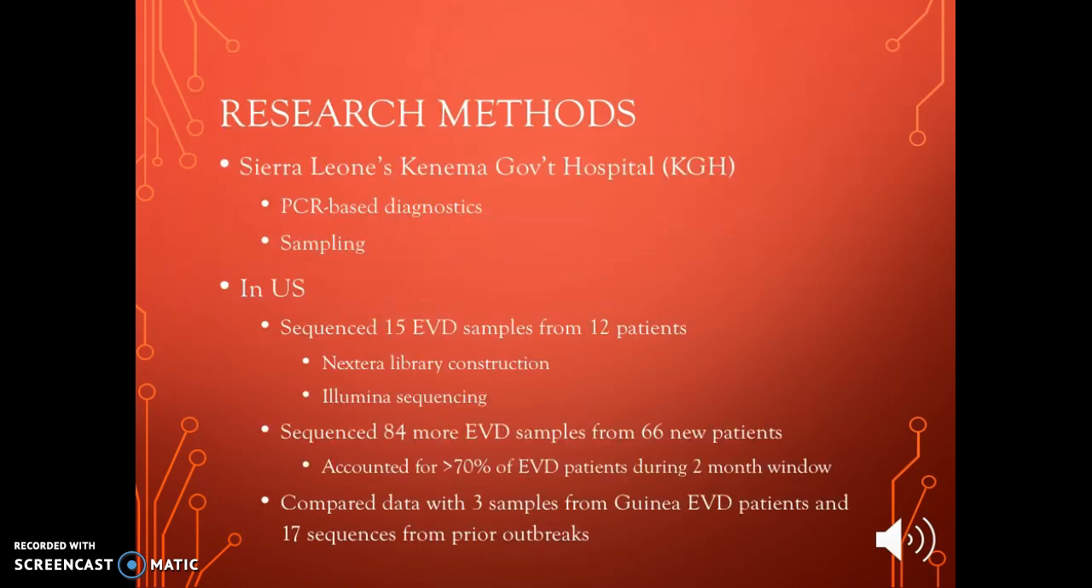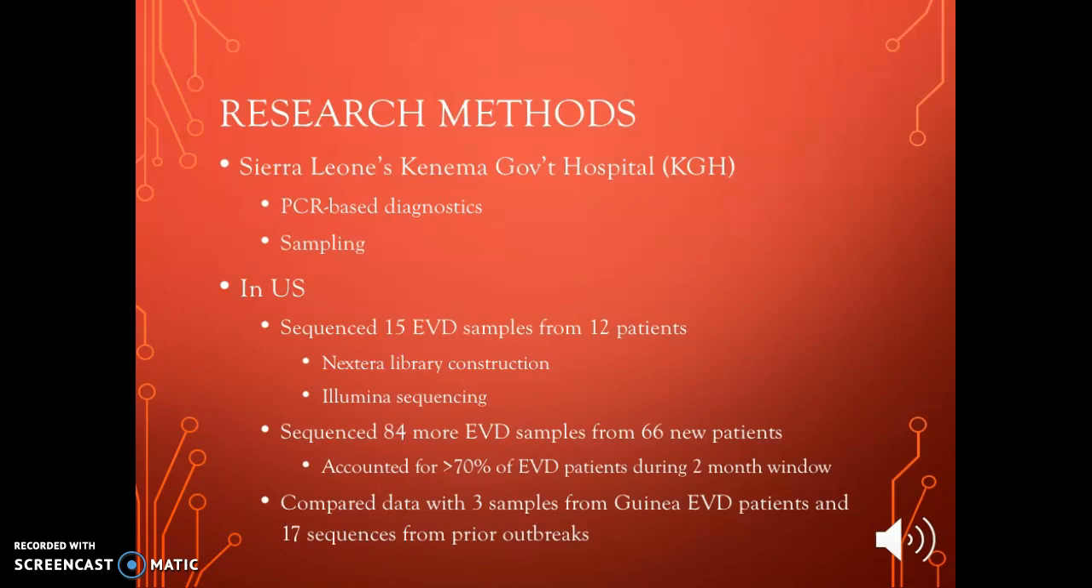So here's the outline of how they did this study. This group of researchers were stationed at Sierra Leone's Kenema Government Hospital, KGH, and there they did PCR-based diagnostics. So Guinea had started to see this outbreak occur, and they were using PCR to start diagnosing people. And up until about May, everyone was coming back negative.